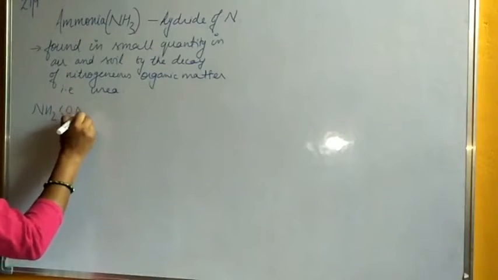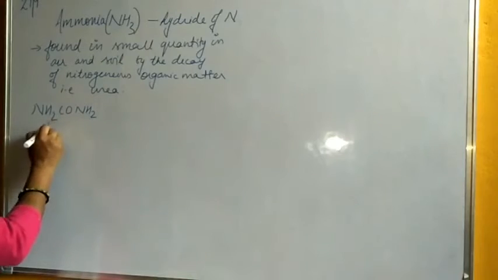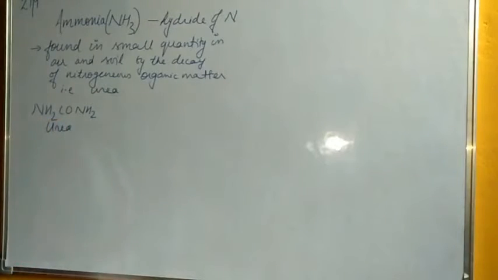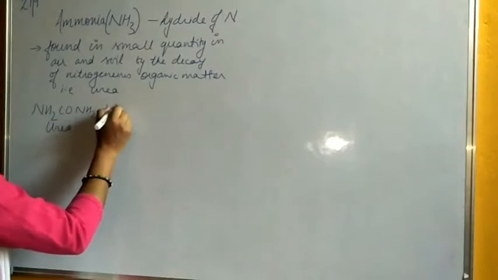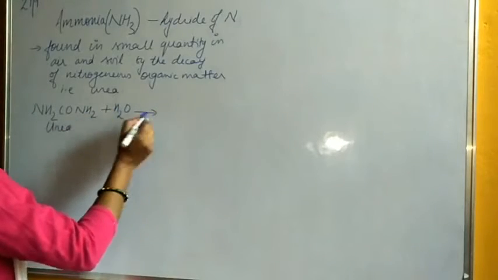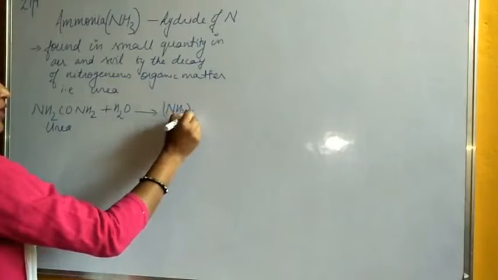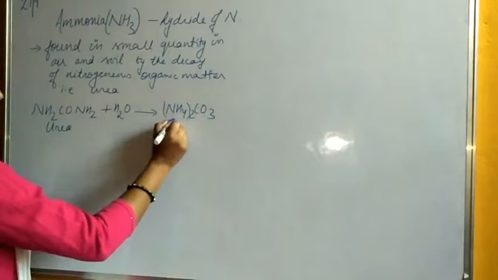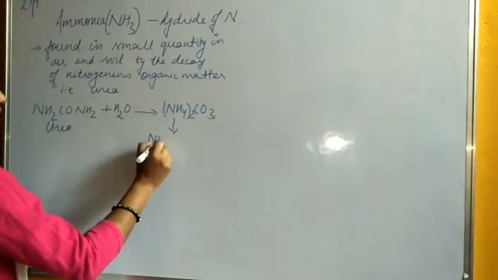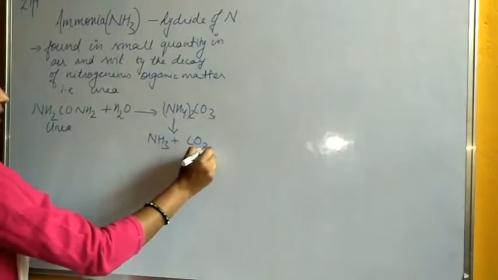So this is NH2CONH2, students. So this is the urea, right? And if the decay of the urea takes place, and you know that the water is available, a moisture content is there, so it will undergo the reaction first to form the ammonium carbonate, right, which further gives ammonia, right, and carbon dioxide.